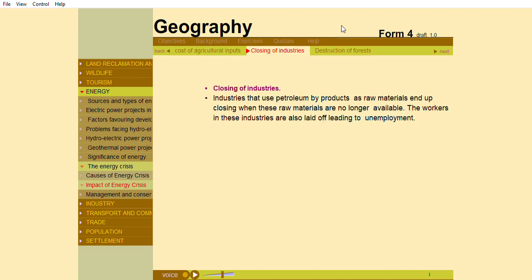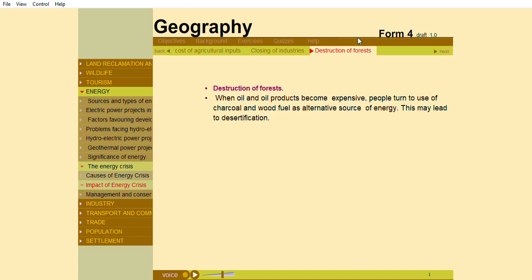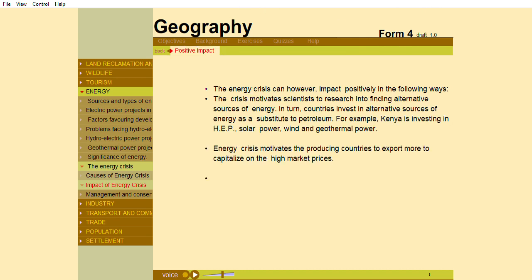Closing of industries. Industries that use petroleum byproducts as raw materials end up closing when these raw materials are no longer available. The workers in these industries are also laid off, leading to unemployment. The energy crisis can, however, impact positively in the following ways. The crisis motivates scientists to research into finding alternative sources of energy. In turn, countries invest in alternative sources.